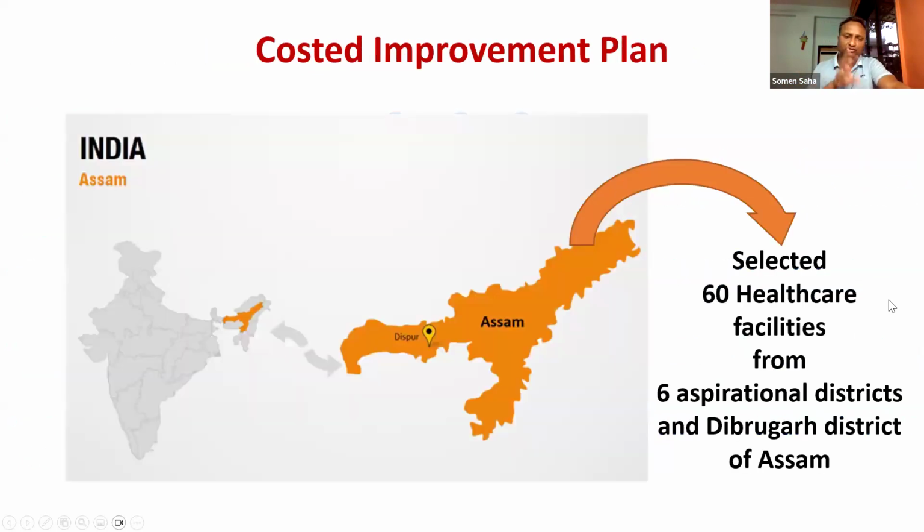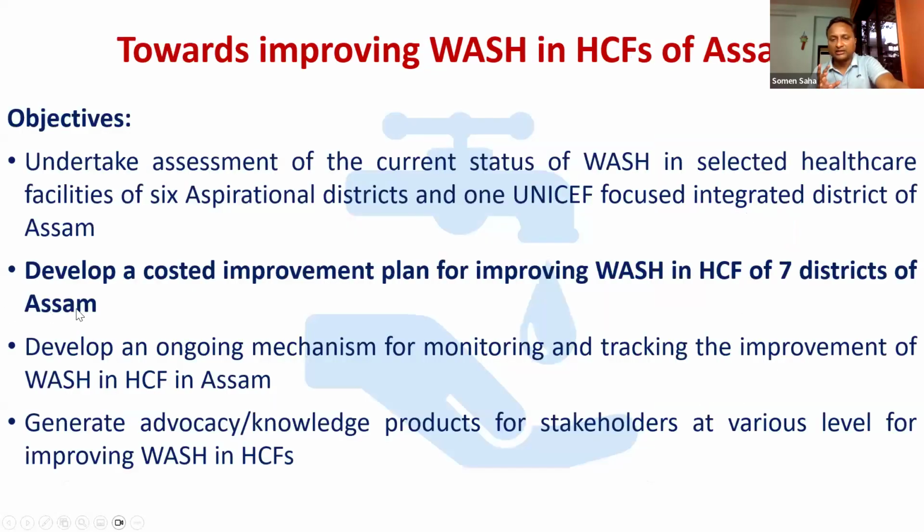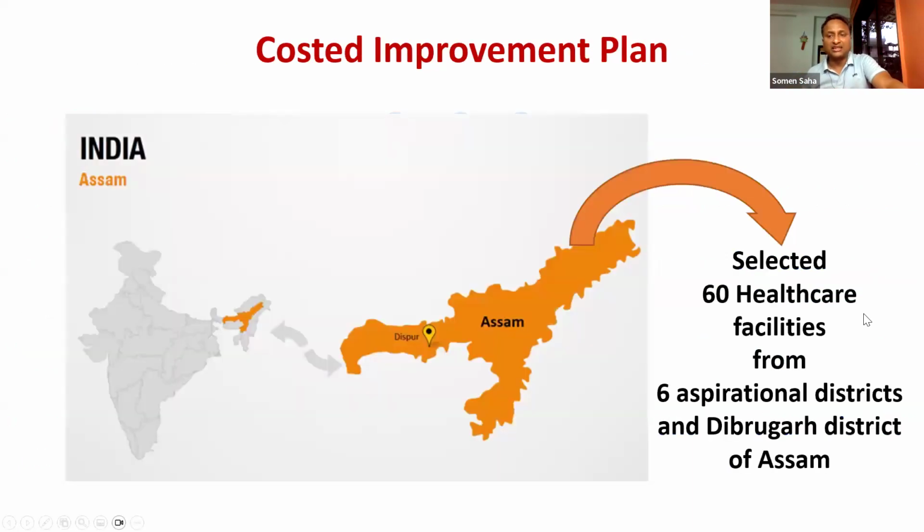What I'm presenting today is the second objective, which is developing a costed improvement plan for the healthcare facilities from those 7 districts. 60 healthcare facilities from those 7 districts of Assam were selected for the intervention, for the assessment. Next slide, please.